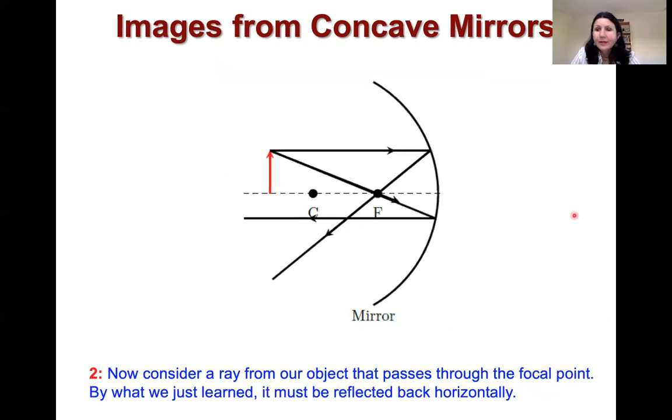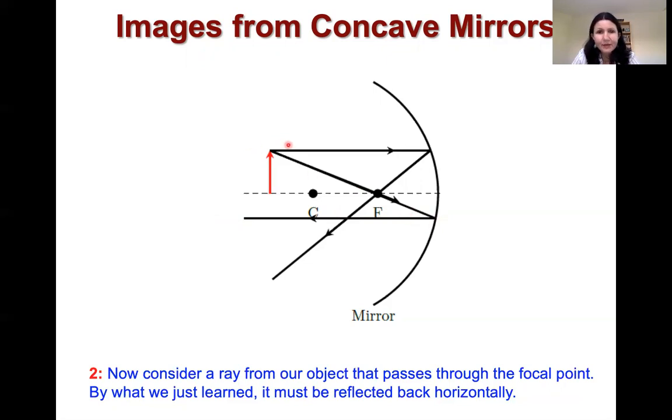Now, what about another one? Well, think of a ray that goes through the focal point. How is it going to reflect? Well, it's going to reflect parallel again to the optical axis. Why is that? Well, the law of reflection is completely reversible. If this ray was coming in this way, how would it reflect? Through the focal point. So if you go backwards, it will have the same type of behavior because it doesn't matter which one is the incident or reflected angle, the two have to be the same.